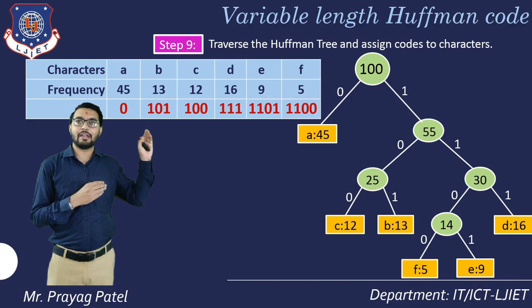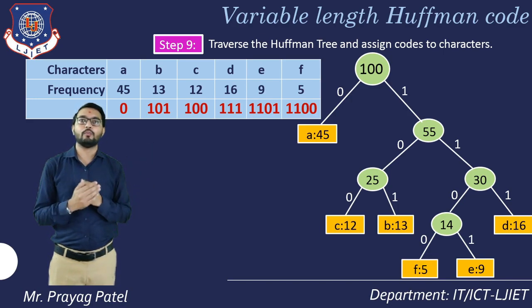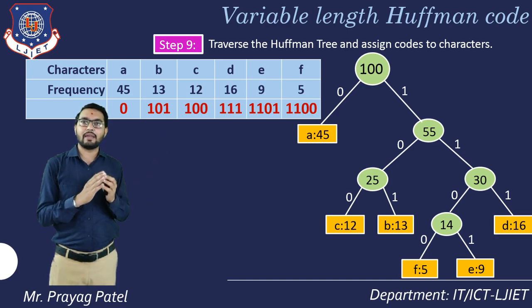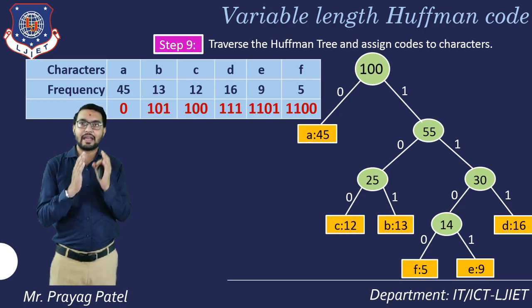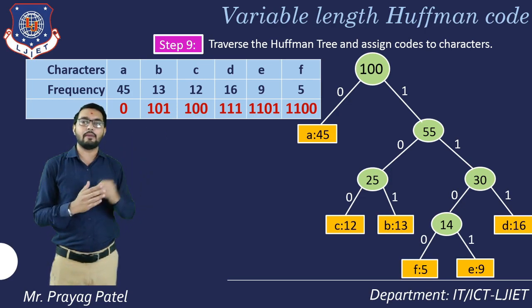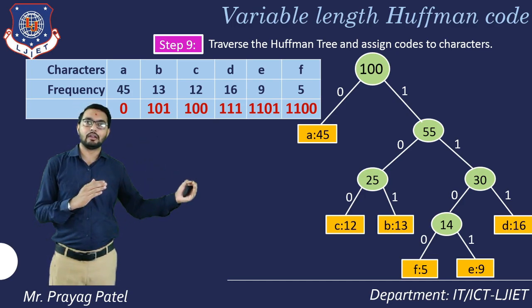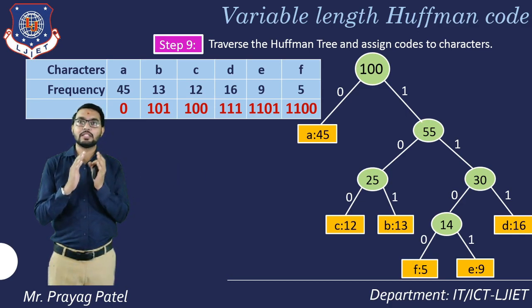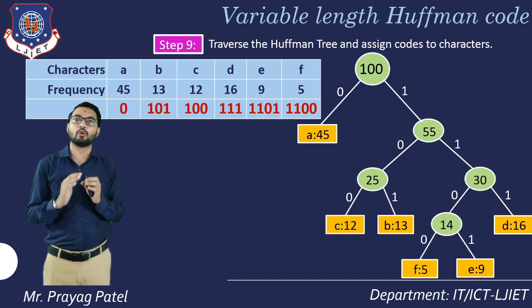So here A is repeated 45 times, so its code is only one character, 0. Then B is repeated 13 times, so its code is 3 characters. For example, E is 9 times and F is 5 times, so their codes are 4 digits. So when the frequency of the character is minimum, the code length is high. When the frequency of the character is maximum, the code length is minimum.